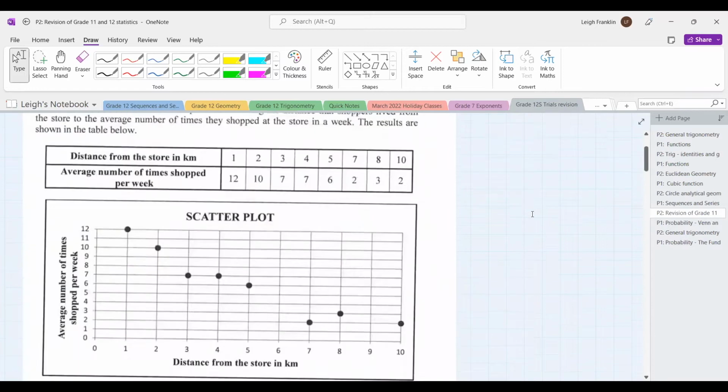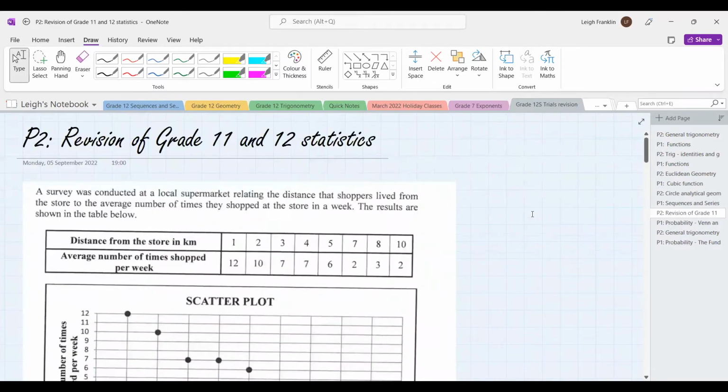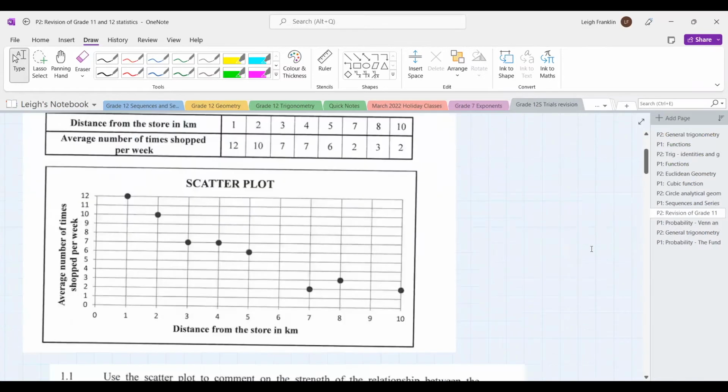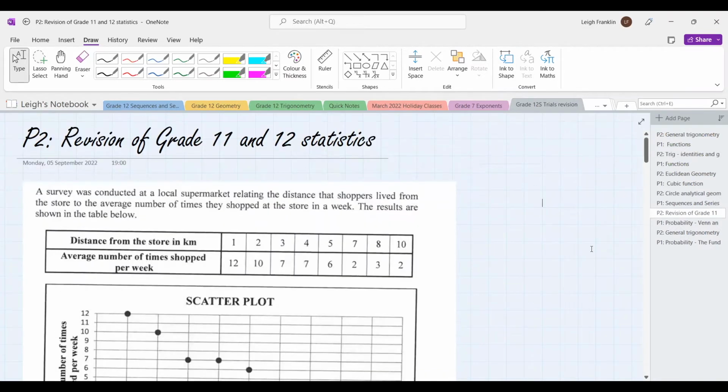All right, so the first question tells us that a survey was conducted at a local supermarket relating to the distance that shoppers lived from the store to the average number of times that they shopped at the store in a week. The results are shown in the table below. When they give us a table like this, how do we know which one goes on the horizontal axis and which one goes on the vertical axis?